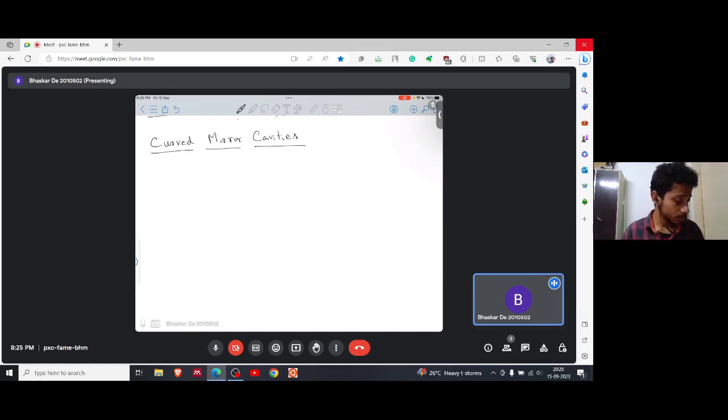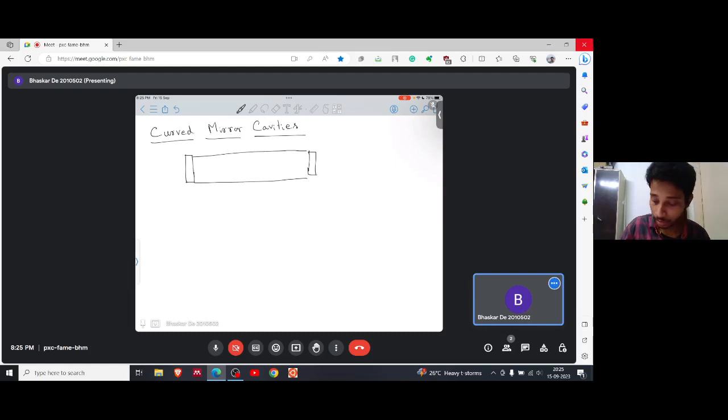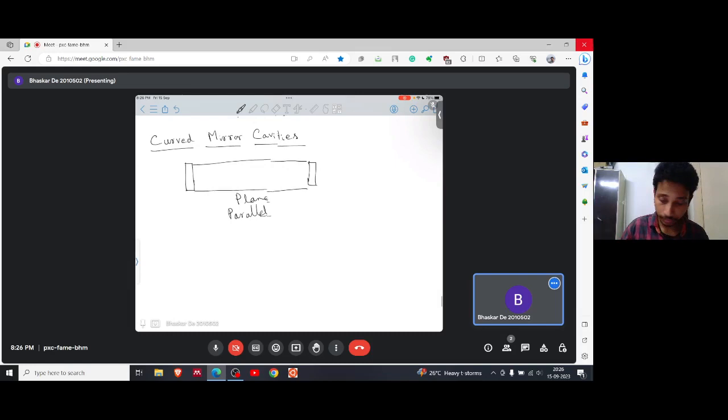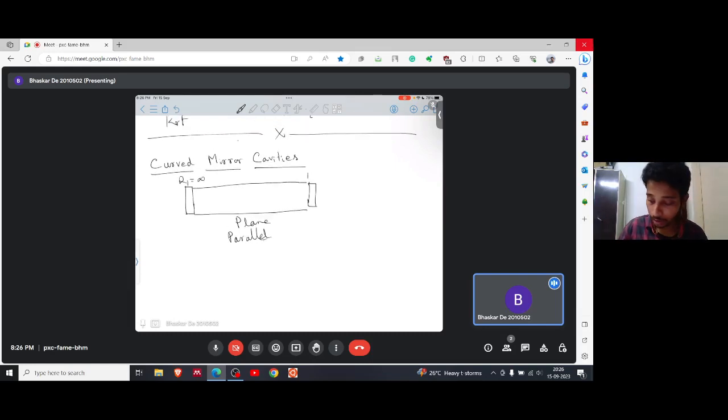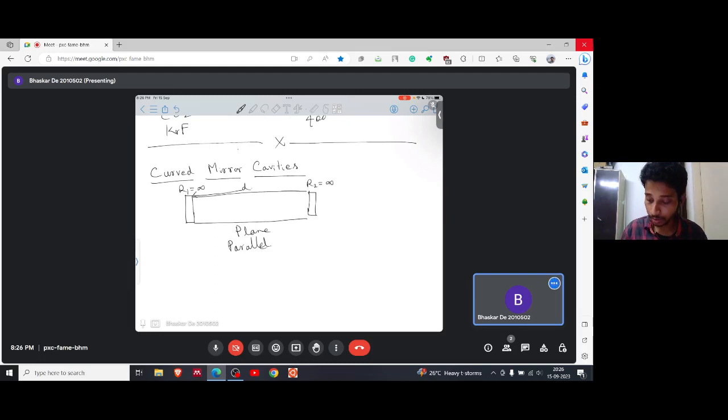So in the mirror cavities, there are different kinds of mirror cavity, but the first one is the plane parallel. So here R1 is infinity and R2 is infinity, and the distance between the two mirrors is D. So this is the plane parallel cavity.